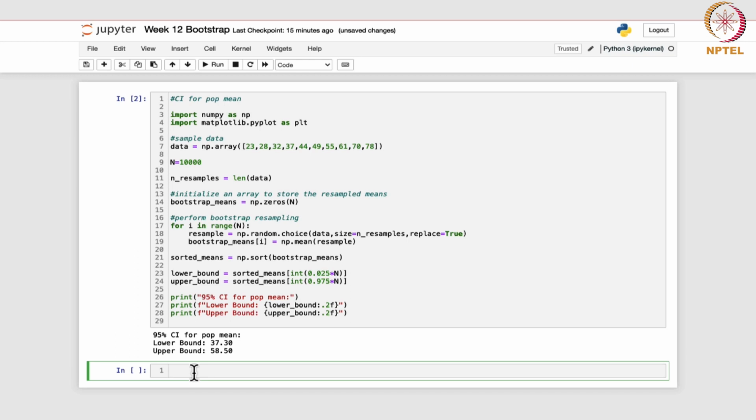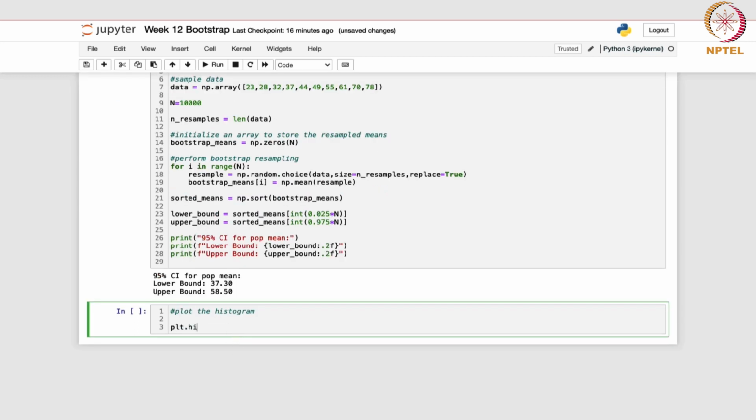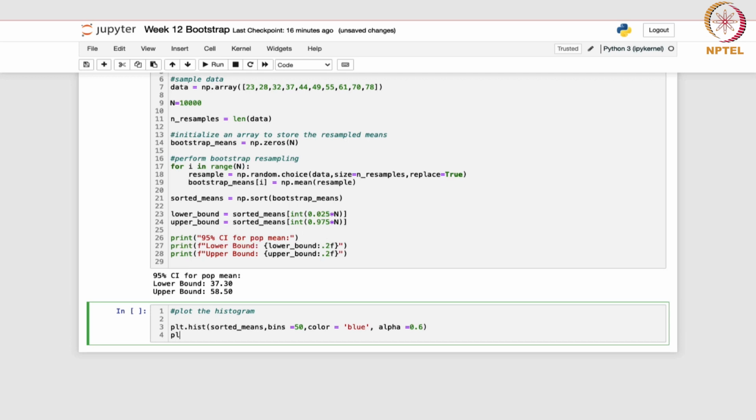Now suppose you want to plot the histogram for this so that visually you can see what is happening over here. We have used it earlier also, right? So we can just simply write the commands. plt.hist, we want to plot these sorted means, and suppose you want 50 bins and the color can be blue, and your transparency level we are fixing as 0.6. You can label the x-axis, and likewise you can label your y-axis also.